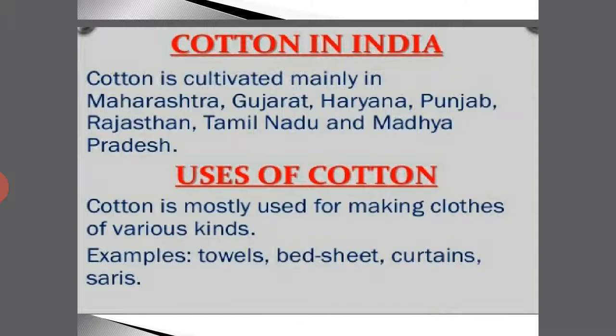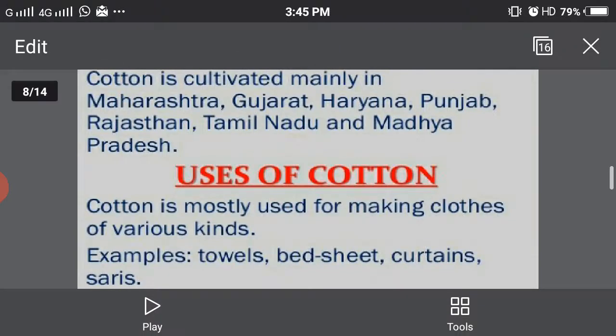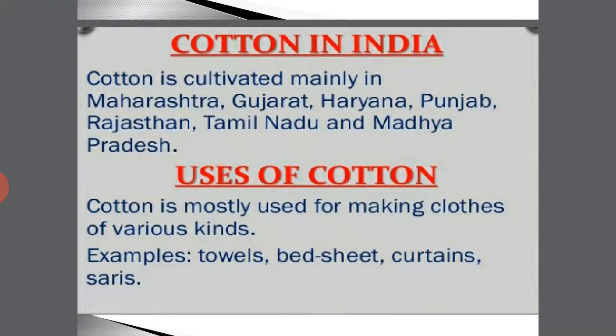Uses of cotton. Cotton is mostly used for making clothes of various kinds. Examples: towels, bed sheets, curtains, saris, other wearable clothes, kurta, pajama. You can use a handkerchief also, it can be made of cotton.